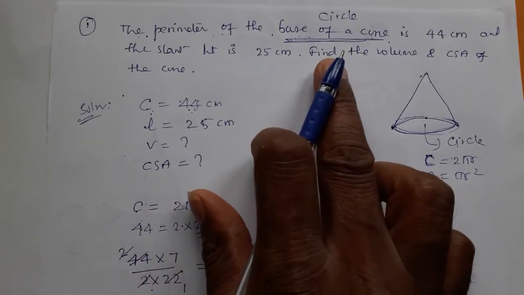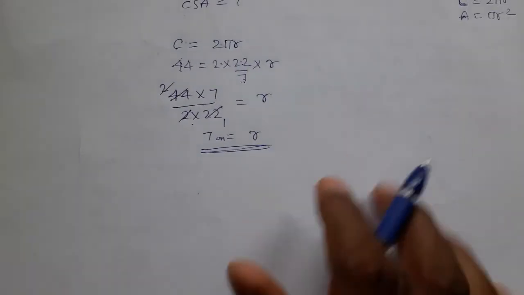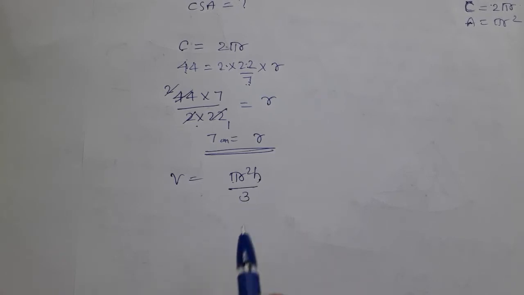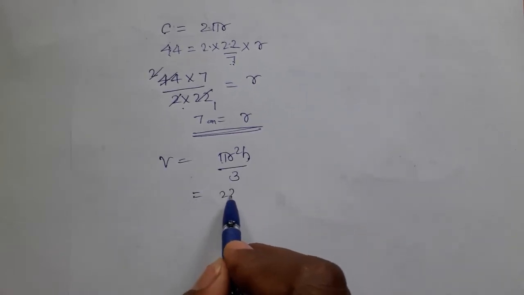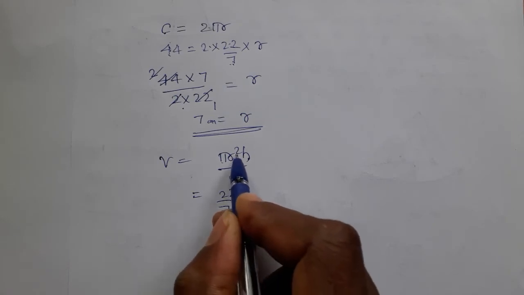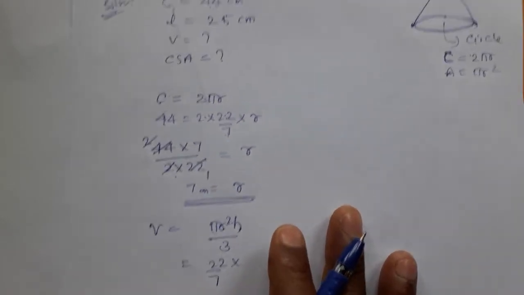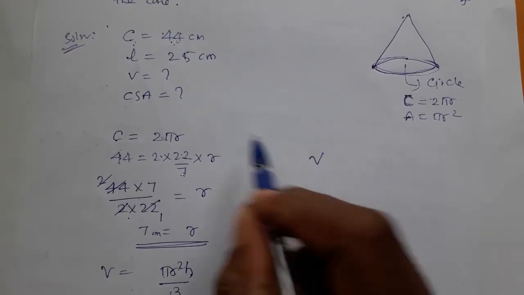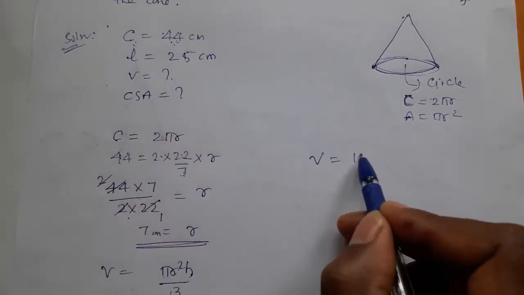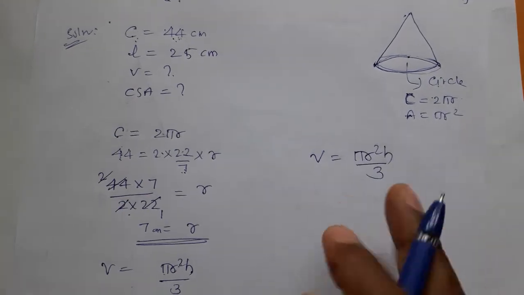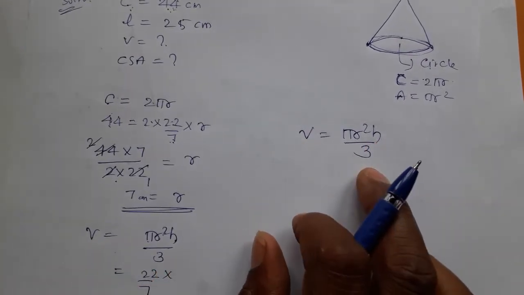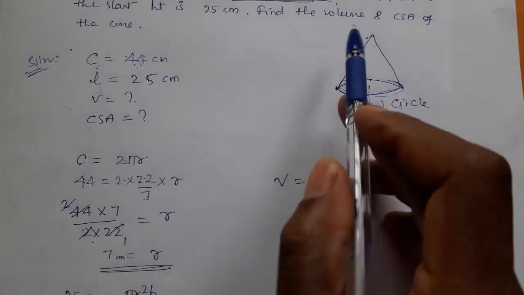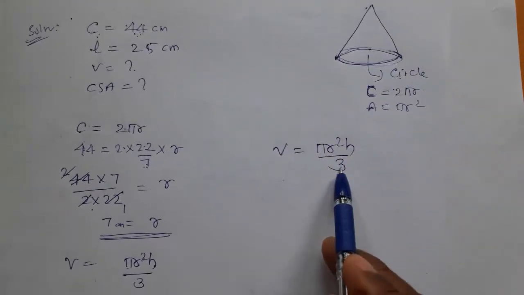Okay, next we go for volume. Volume of a cylinder is pi r square h, and for a cone it is pi r square h by 3. Since they have asked to find the volume, V is the question, so we write V equal to pi r square h by 3. Without solving the circumference, we go directly to the volume formula, and we write this.